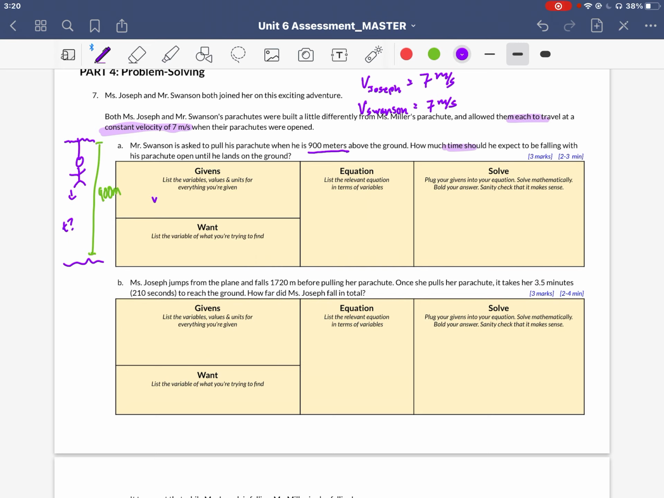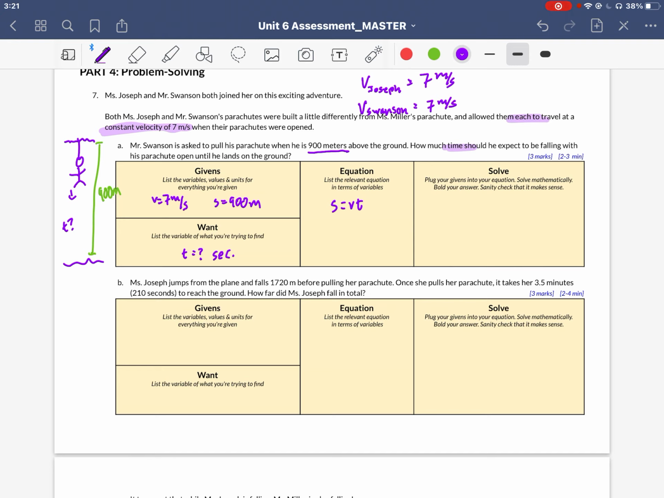So my givens, my velocity is 7 meters per second. My displacement is 900 meters. Notice that in this case, we're considering displacement as above the ground. That's how we're setting up problem A. And what I want is time in seconds, the SI unit. Of course, S equals VT, that's the only equation we learned, so that's the equation we're going with.